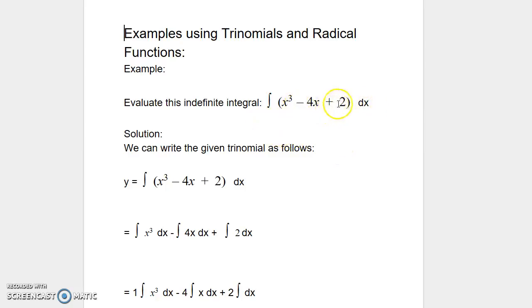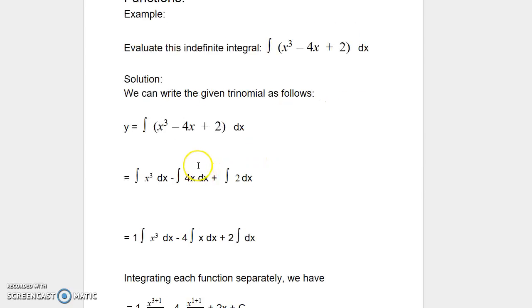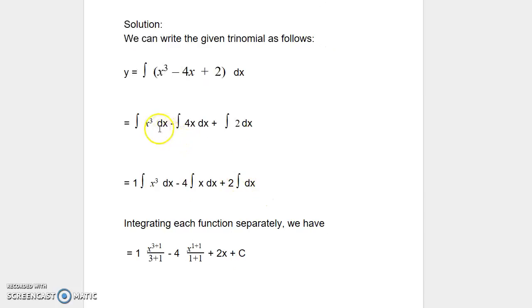So this looks like a trinomial function, right? So what we're going to do is integrate each one of these terms separately as shown here. Integral x cubed dx minus integral 4x dx plus integral 2 dx. Since we have some constants inside these terms, we're going to take them outside of the integration process so we can integrate just the function by itself.